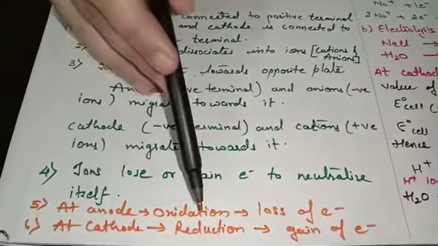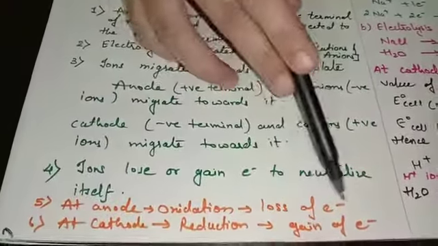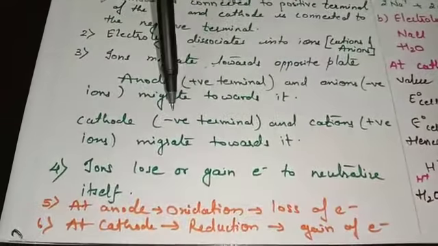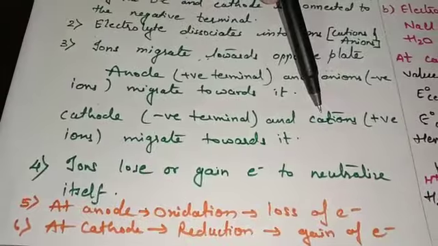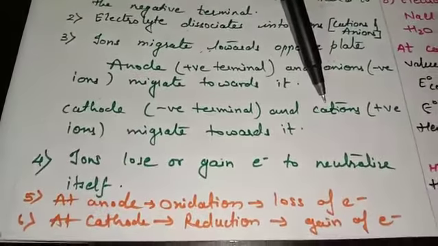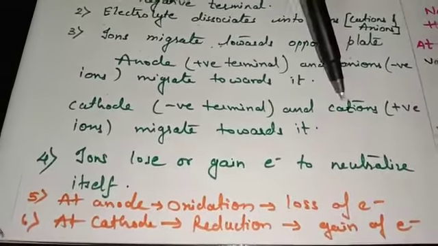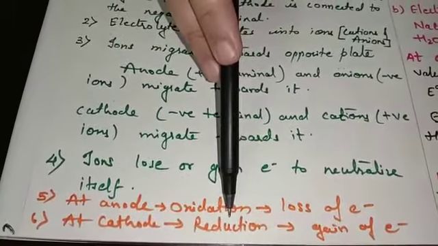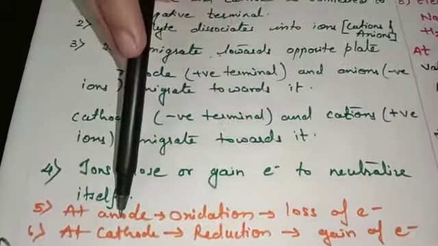At the cathode, reduction takes place. That means gain of electrons. Now you can see that at the cathode, the cations come toward it, and cations are positively charged species. That means they have already lost electrons, and to neutralize themselves, they have to gain electrons. When they gain electrons, the process is known as reduction. Reduction is carried out at the cathode.